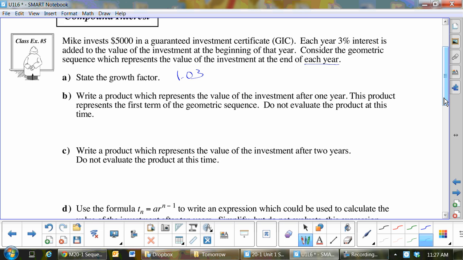So after 1 year means at the beginning of the next year. It's within 2 days, right? So if you had 5,000 and you put it in at the beginning of the year, at the end of the year you would have this much, which is 5150. Does anyone recognize that number?